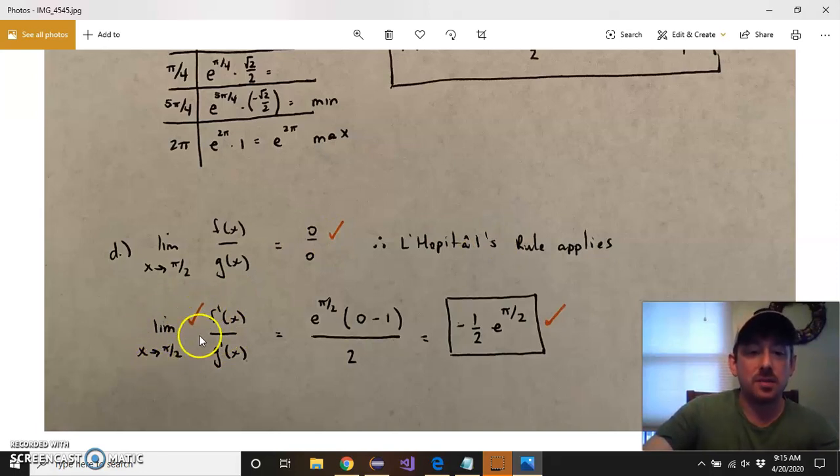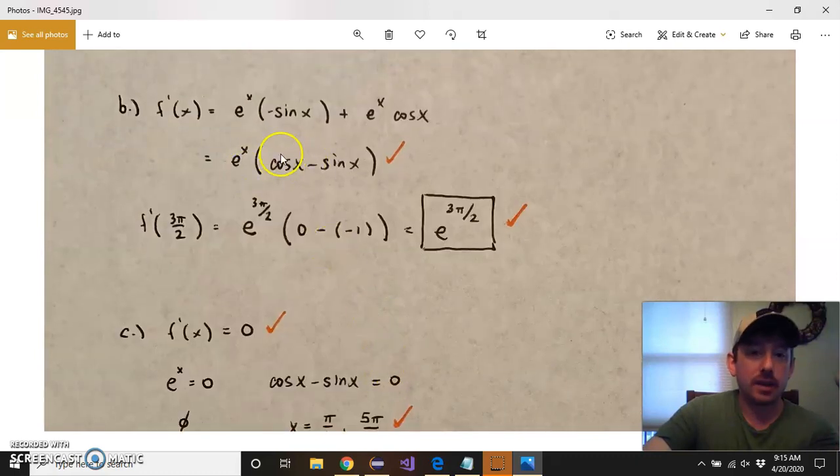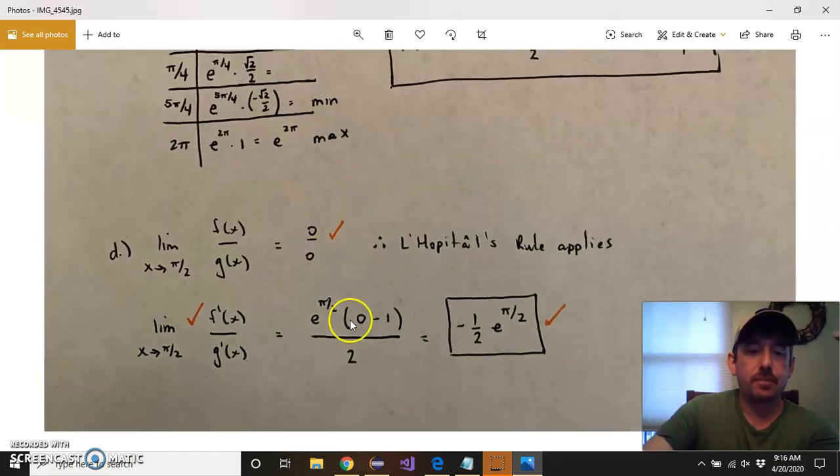I'm going to take the same limit, a different function, f prime over g prime. So you get 1 point for explicitly showing the new limit that you're taking, the limit as you approach pi over 2 of f prime over g prime. Now f prime comes from the old f prime. I don't need to rewrite it or anything. I'm just going to plug pi over 2 into this, and I'll get e to the pi over 2 times 0 minus 1 all over g prime of pi over 2.